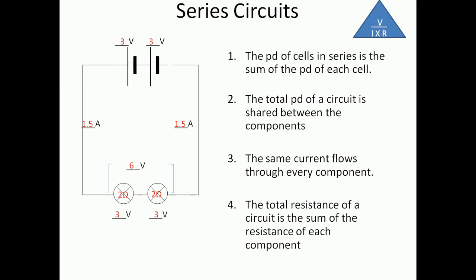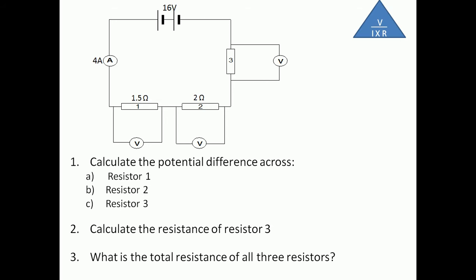Okay, so let's now have a look at a type of question they may ask you. So here we have a series circuit. We have a supply at the top of 16 volts. We have an ammeter, which we can see has a current of 4 amps. And we then have 3 fixed resistors, which are also wired in series. And then we have 3 voltmeters, which are there to measure the potential difference across each.